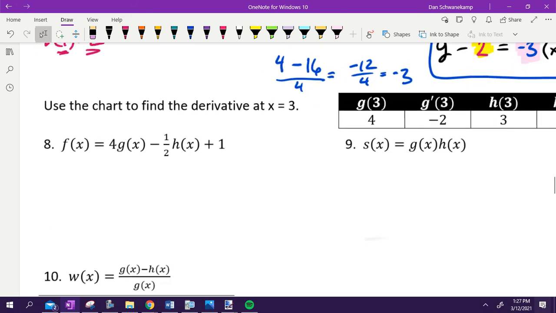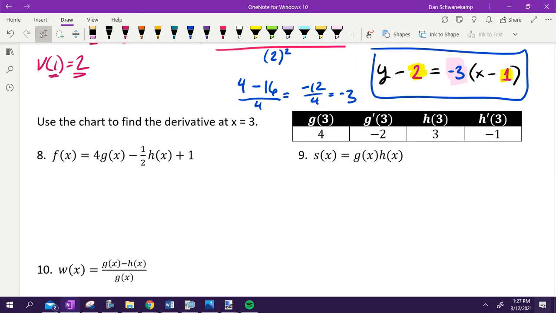All right, let's look at this next section. So another thing they love to do is give us tables. Okay, that's kind of what we just did. They gave us a table. They told me some numbers. But use the chart to find the derivative at x equals 3. Okay, I'm finding the derivative. So they gave me f of x. Eventually, my goal is to find f prime at 3, to find the derivative at 3.